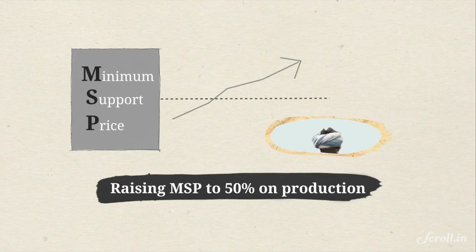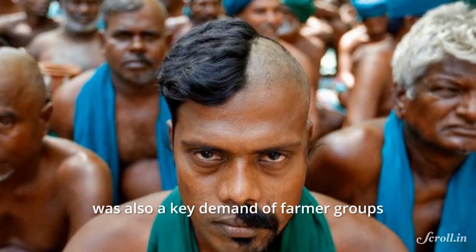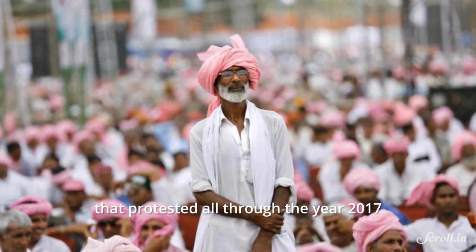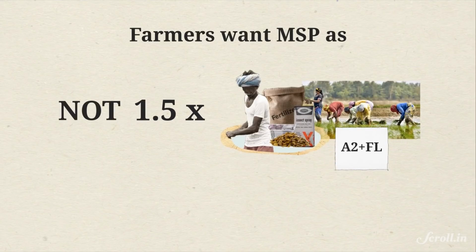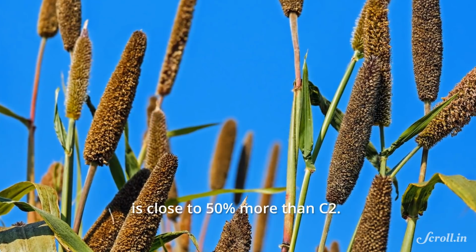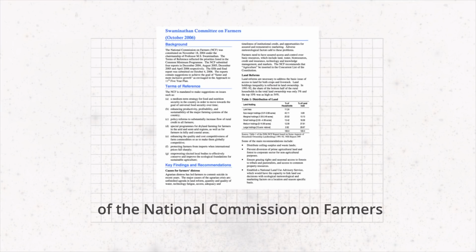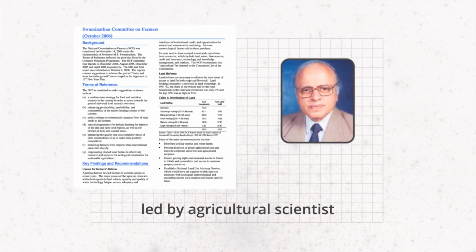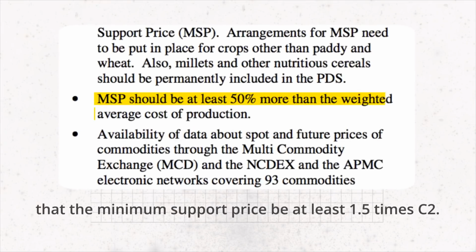Increasing the minimum support price to 50% above the cost of production was also a key demand of farmer groups that protested all through the year 2017, though they believe that minimum support price should be 1.5 times C2 and not A2 plus FL. Only the minimum support price for bajra is close to 50% more than C2. The demand itself originates in the 2006 report of the National Commission on Farmers, led by agricultural scientist M.S. Swaminathan, which recommended, among others, that the minimum support price be at least 1.5 times C2.